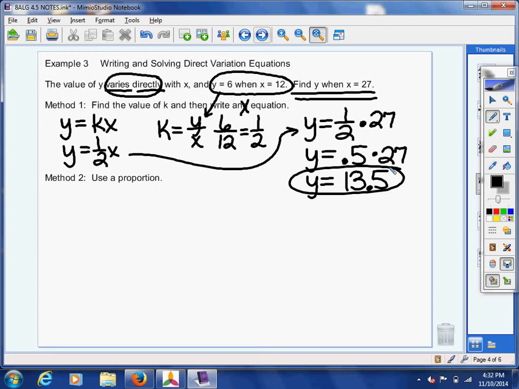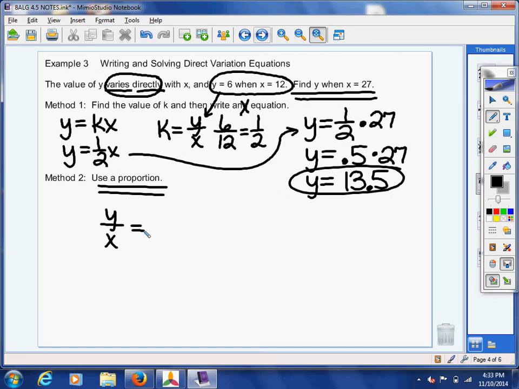This honestly is not my favorite way. I would solve it differently, and my way would be using a proportion. Remember what we talked about in that last example. We said that the ratio y over x should be consistent in all of the points involved in that particular direct variation.